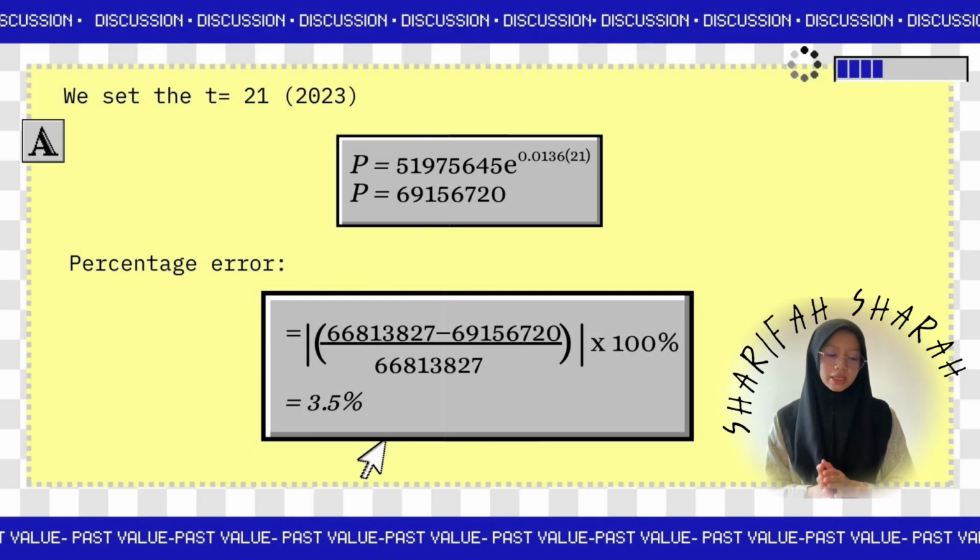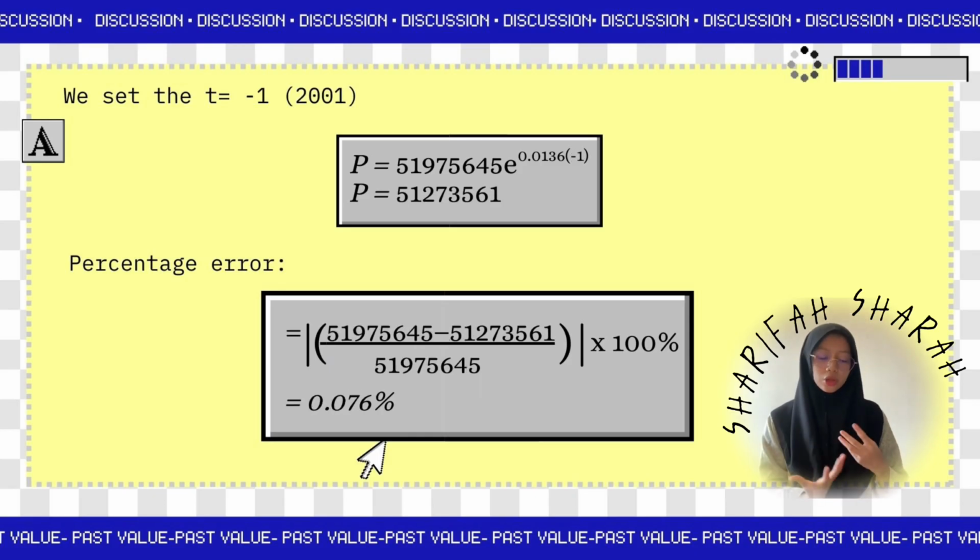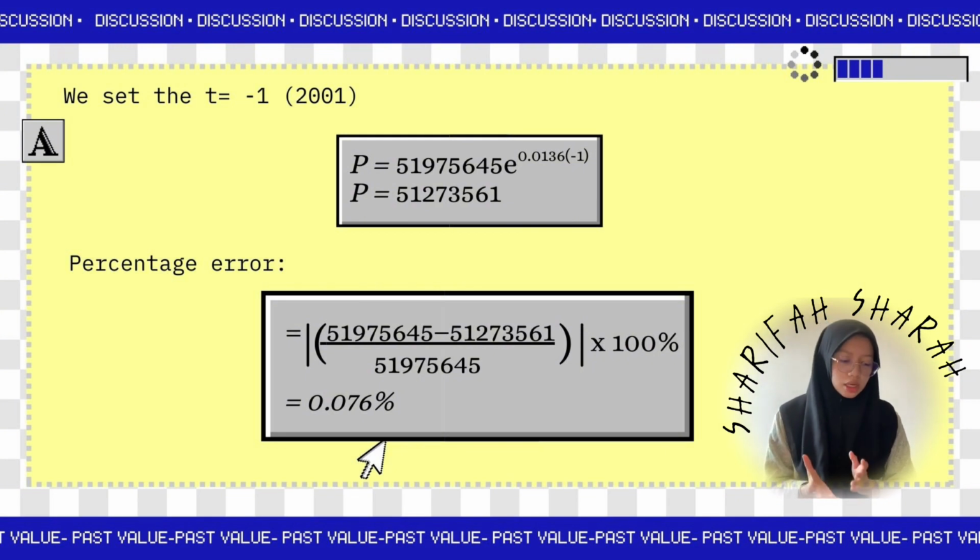To find the population in the year 2033, we substituted t equal to 21, which then we will obtain the value 691,56720. To find the percentage error, we need to subtract the actual value minus the estimated population over the actual value times 100%, which then we will obtain the percentage error of 3.5%. For the past value, we need to use t equal to -1. We calculated that the estimated population is 512,73561. When compared with the actual value, we obtain a percentage error of 0.076%.